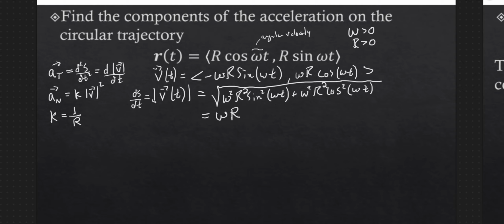Now, if you've taken some physics classes, some mechanics classes before, you should recognize this, right? Speed, linear speed, is omega, angular velocity, times the radius of the trajectory.